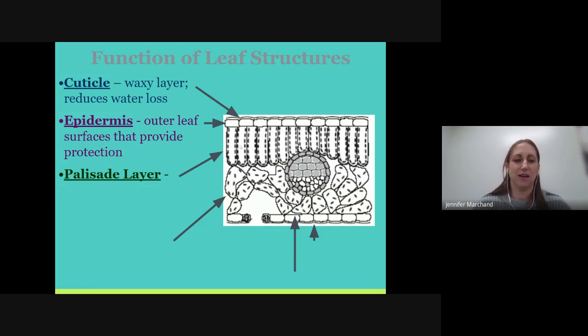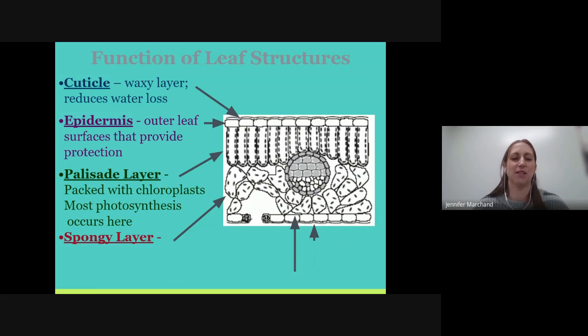The palisade layer is packed with chloroplasts. So this is where all of that photosynthesis is happening, those light reactions, that Calvin cycle that we just talked about makes photosynthesis occur here. Then you have the spongy layer down here, and this is the space that allows for gas exchange.